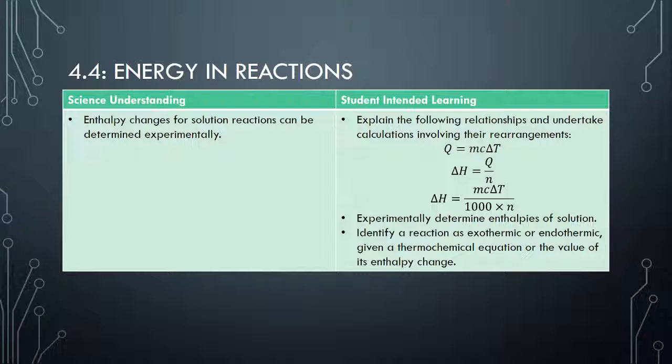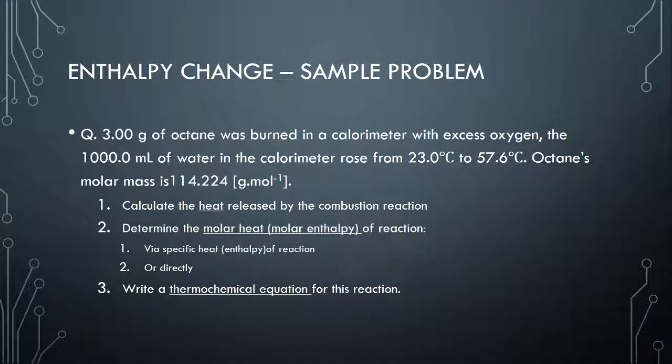I'm going to the second last slide in the lecture note. So this sample problem should let you use some of those, two at least, of those formulae. So the question is, 3 grams of octane was burnt in a calorimeter with excess oxygen. The 1000 ml of water in a calorimeter rose from 23 degrees Celsius to 57.6 degrees Celsius. Octane's molar mass is 114.224 grams per mole. So that's given too.